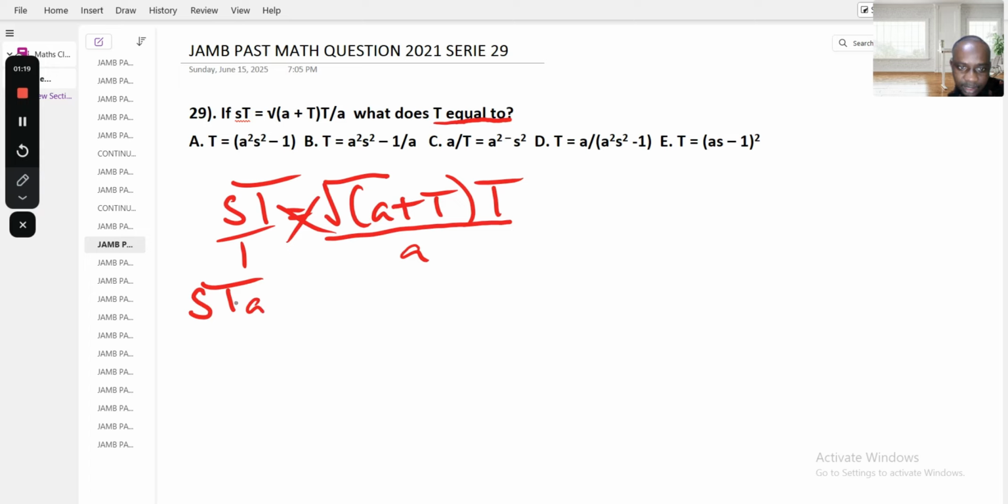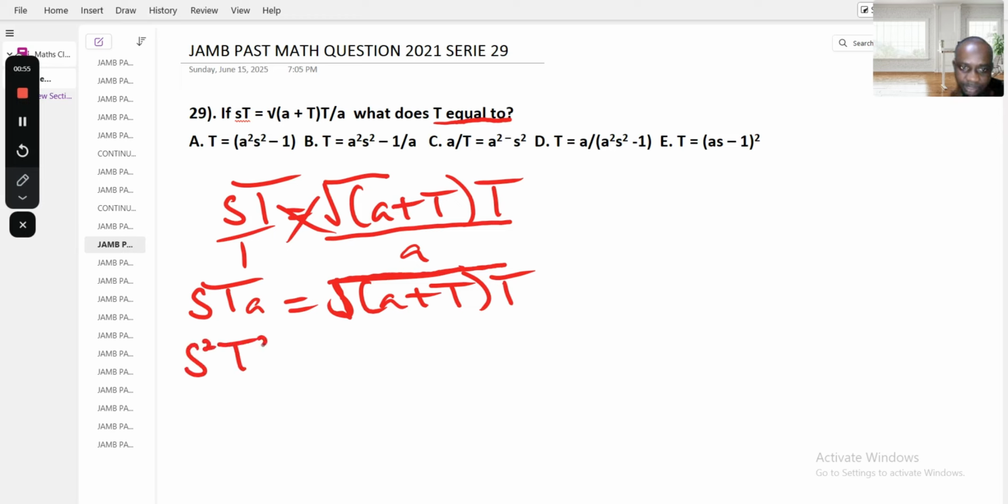s = square root of (a + t)(t), isn't it? Now this square root, we are going to remove it. How do we remove it? When you remove a square root, you just raise each side to the power of 2. Now say s raised to power 2, t raised to power 2, a raised to power 2. Now we have removed the square root. We are going to have (a + t)(t).